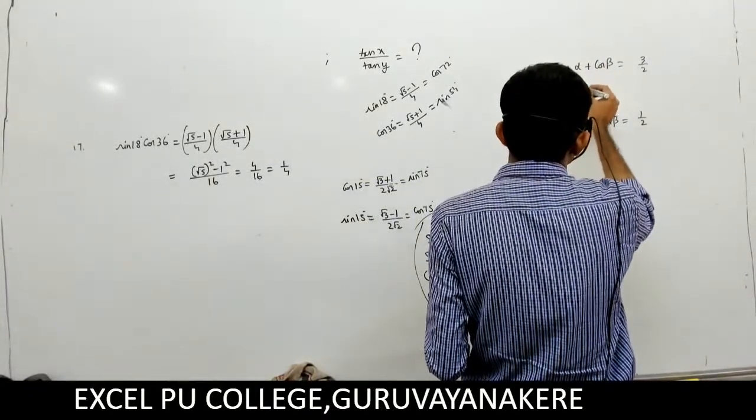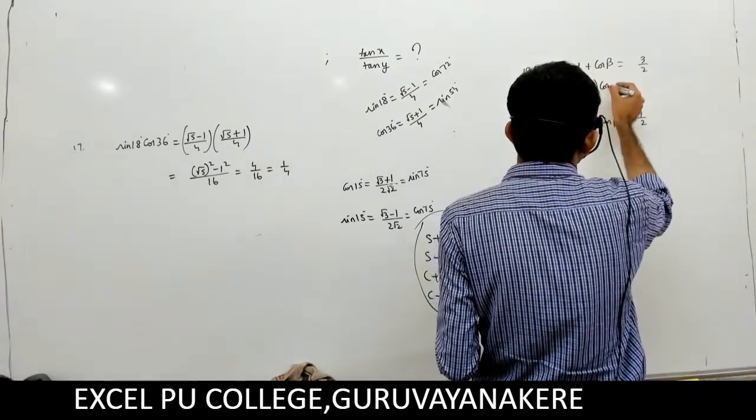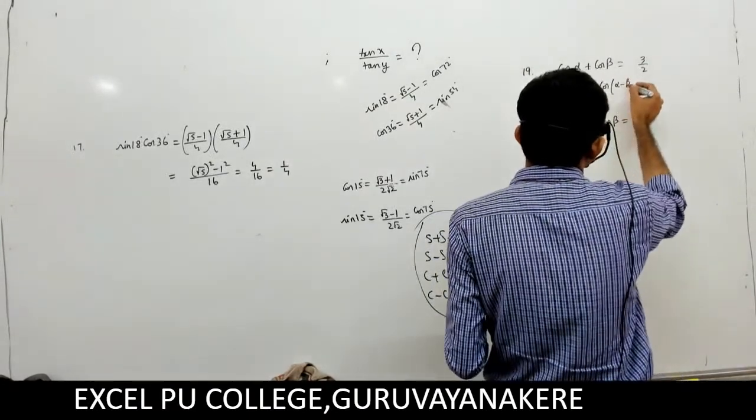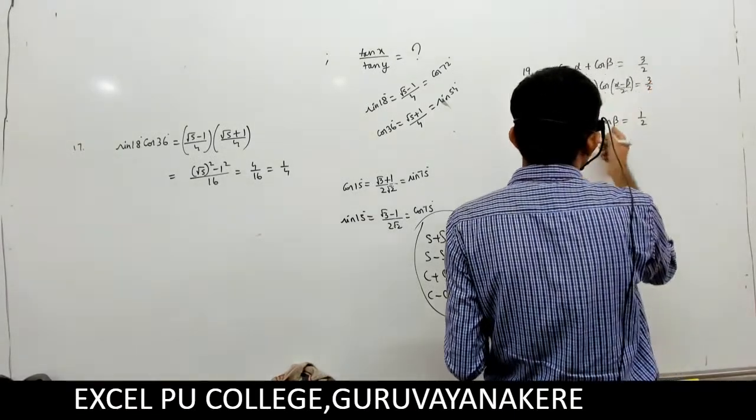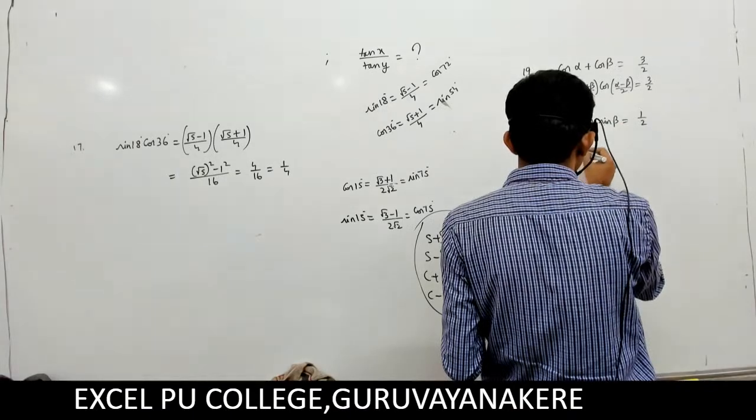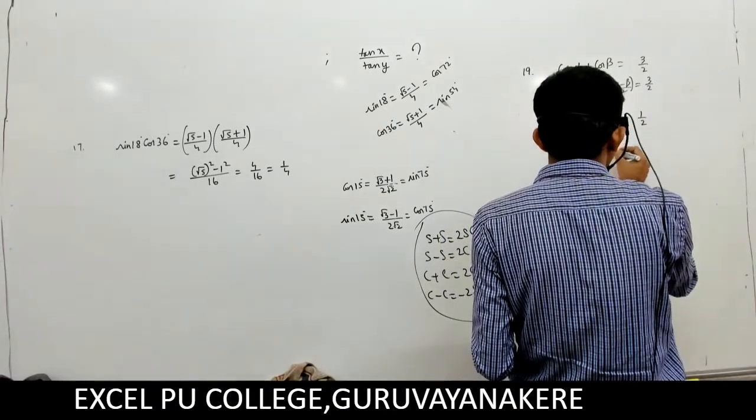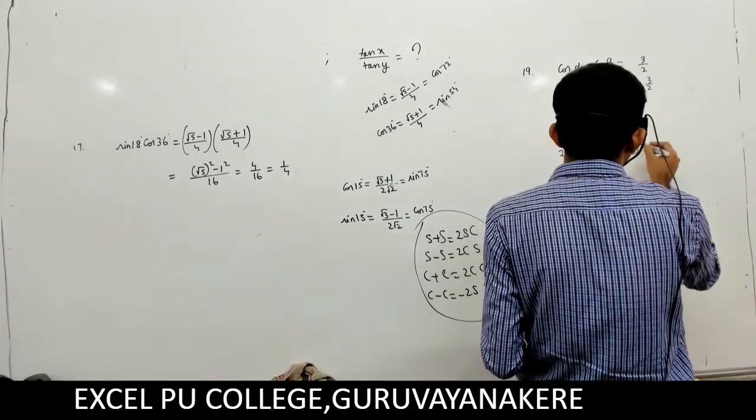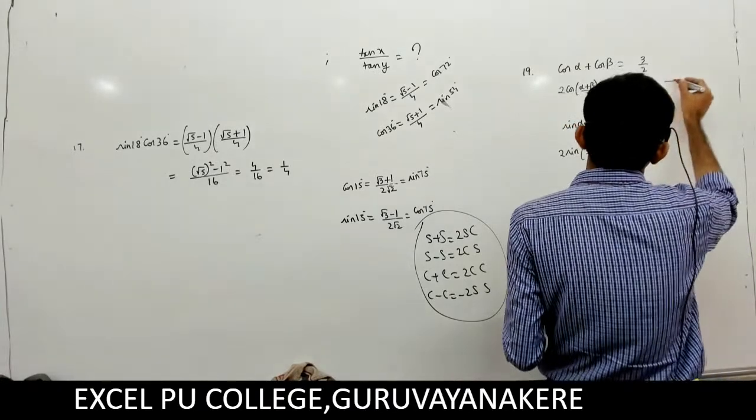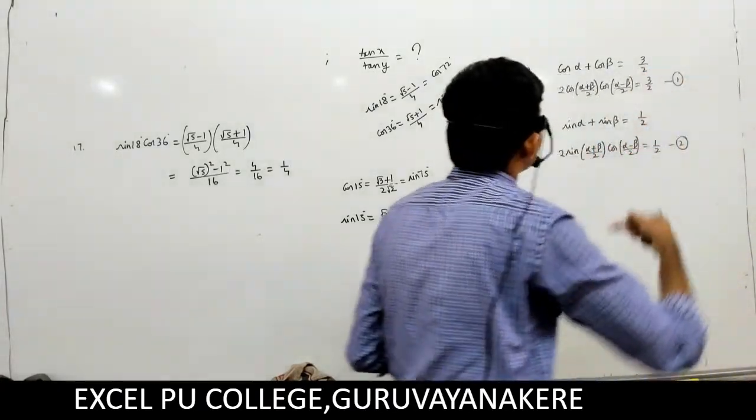2 cos of alpha plus beta by 2 into cos of alpha minus beta by 2 is equal to 3 by 2. S plus S is 2sc. 2 sin of alpha plus beta by 2 into cos of alpha minus beta by 2 is equal to 1 by 2. Equation 1, equation 2. Divide one by the other.